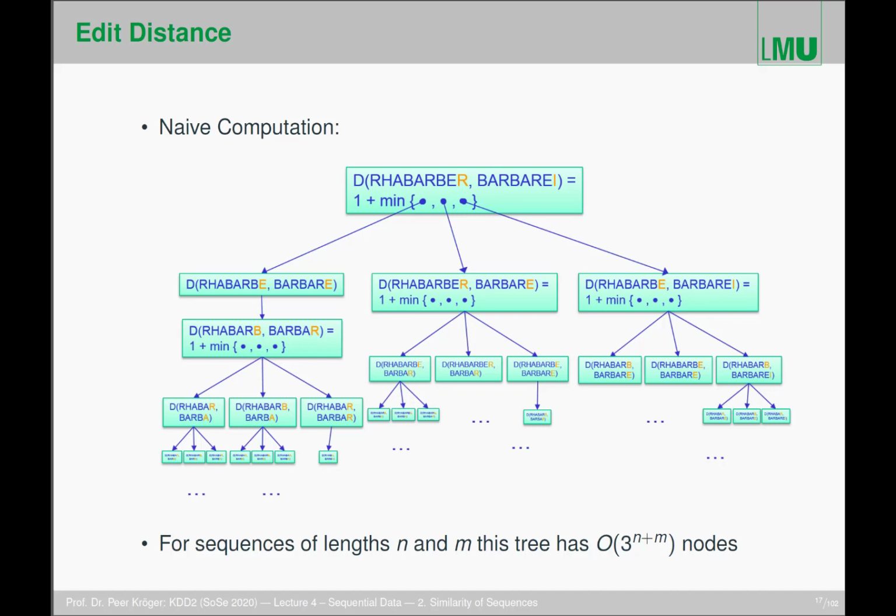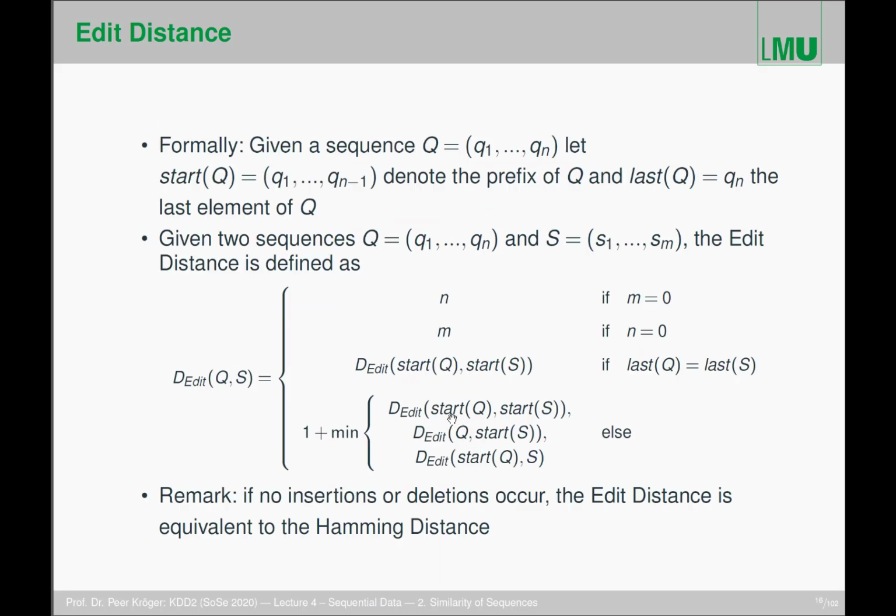Yeah, so first looking at the naive computation. We have an example here with Rhabarber and Barbarei. If you want to compute the edit distance here, you see that the last letters, the last symbols, do not match. Yeah? So R and I, that is a mismatch. So we are in this last case here where we have to do something.